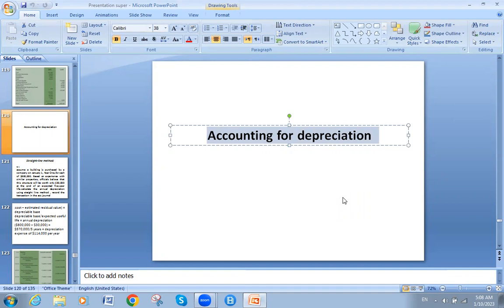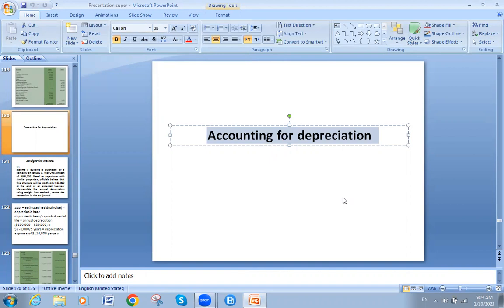Depreciation is the gradual decrease in value of an asset. Any asset which a company owns or possesses, if you buy a car today, the price of this car today is not like the price of this car tomorrow. Logically, the price will go down. This we call depreciation.